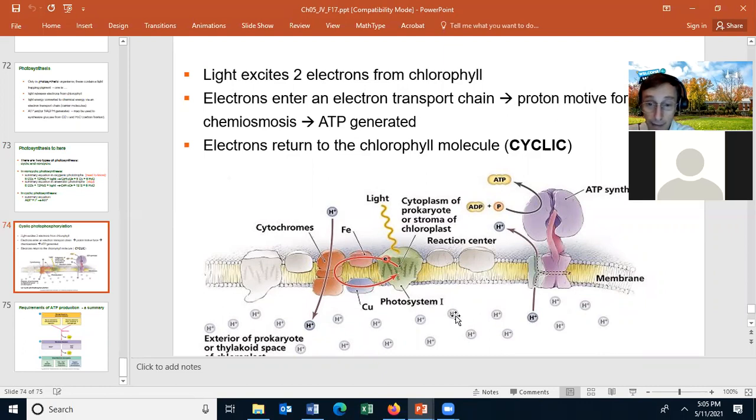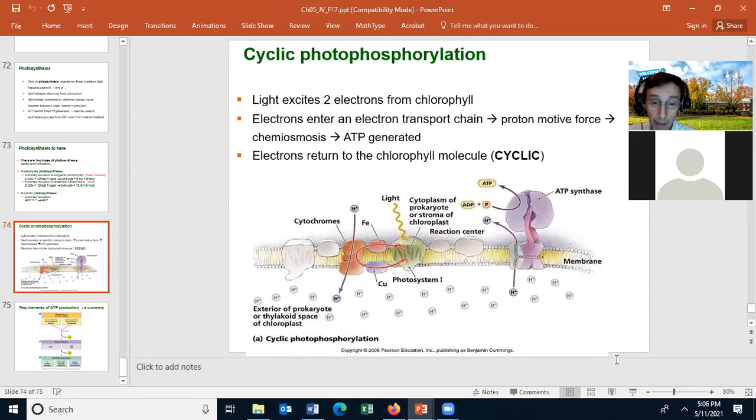The only place the hydrogen ions can move across the membrane is at this protein here, or this channel protein, which is an ATP synthase enzyme. And when the hydrogen ions flow through this protein, it gives the protein the energy it needs to phosphorylate ADP to make ATP. Any questions about that?